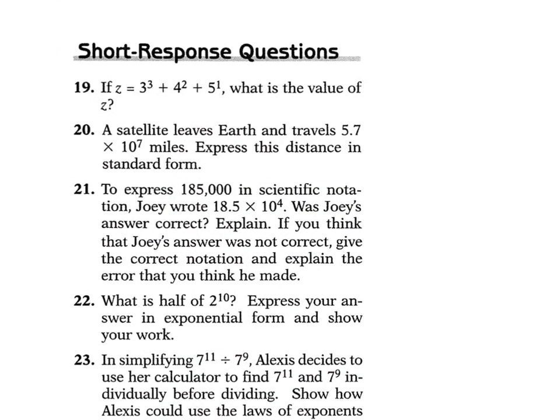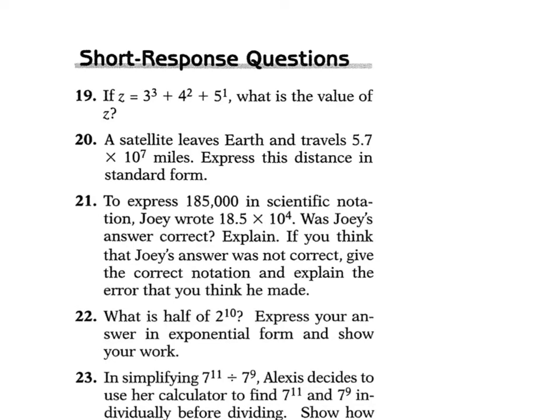If we look at number 19, it tells us if z is equal to 3 to the third power plus 4 squared plus 5 to the first power, what is the value of z? So 3 to the third power, or 3 cubed, is 3 times 3 times 3, which is 27. The 4 squared is 4 times 4, which is 16. And the 5 to the first power is 5. So 27 plus 16 plus 5 is what we have to solve. So the 27 plus 16 gives us 43. And if we add 5 to that, this is equaling 48.